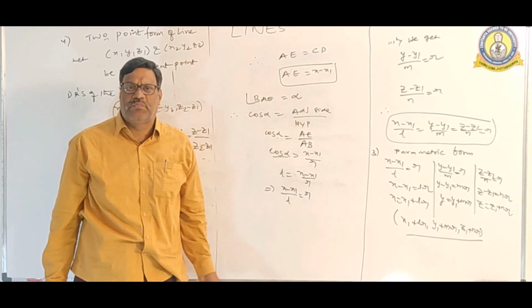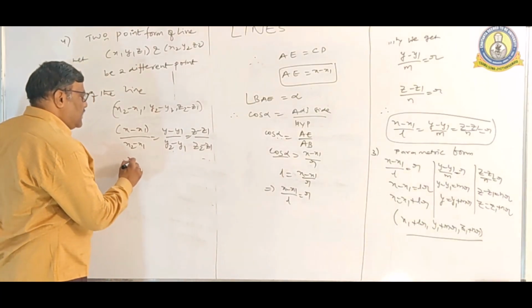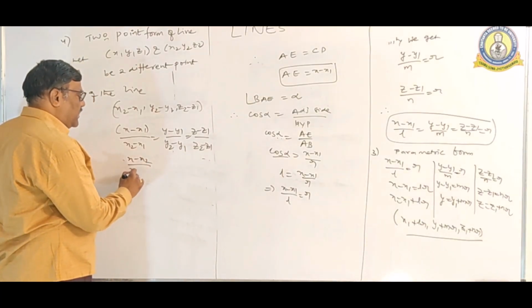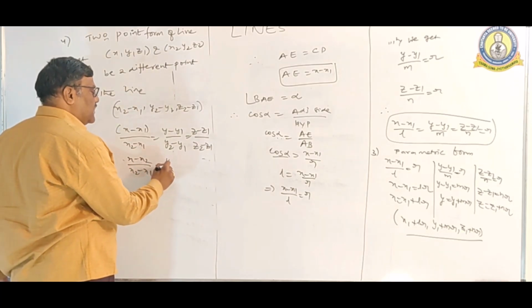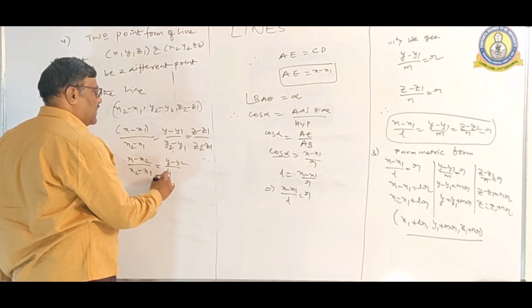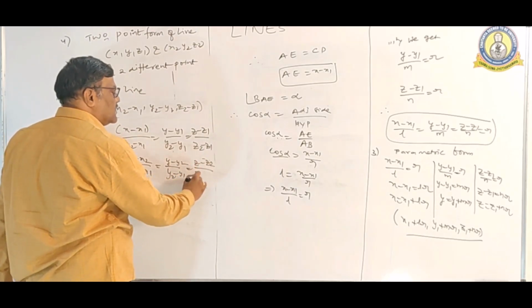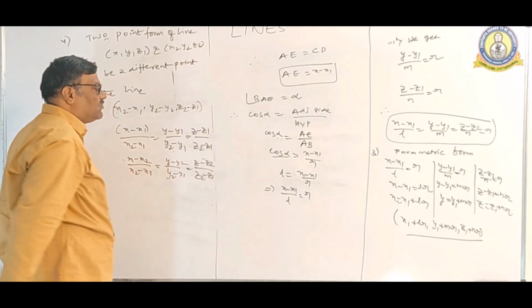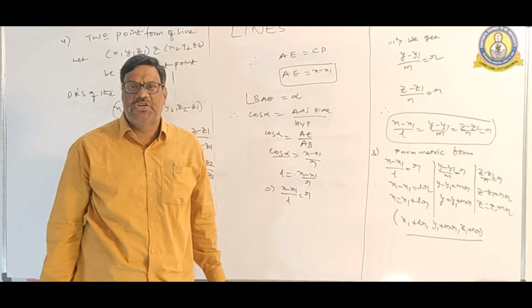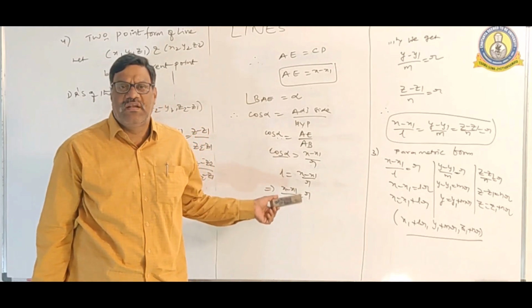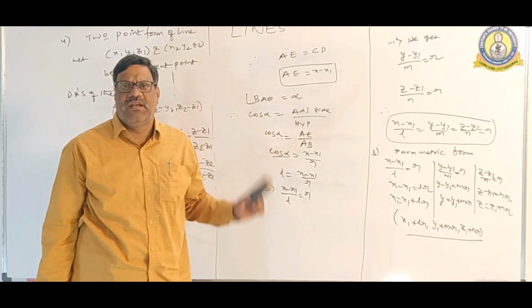The line passes through the point x1, y1, z1. Similarly, if the line passes through the point x2, y2, z2, then the equation of the line becomes x minus x2 by x2 minus x1 equal to y minus y2 by y2 minus y1 is equal to z minus z2 by z2 minus z1. So these two forms are called the two-point forms of the equation of the line. In today's lecture, I have defined the various forms of the equations of the line. Thank you.